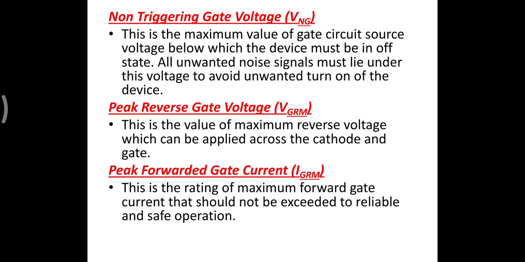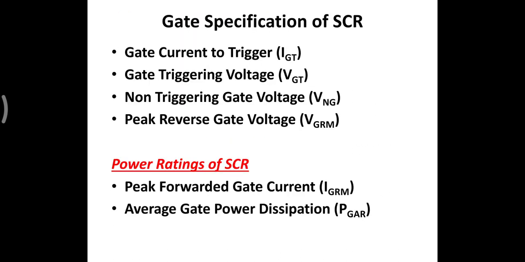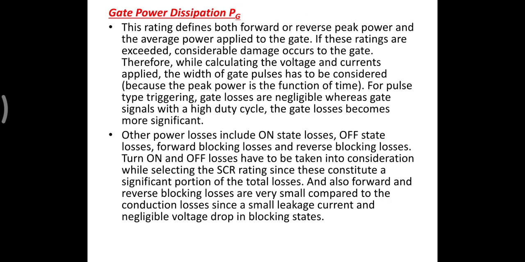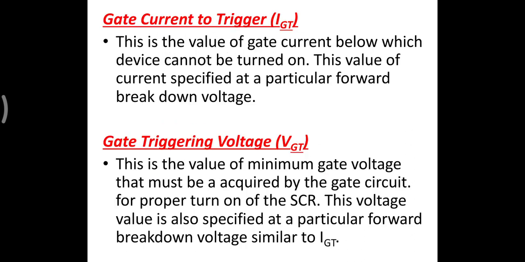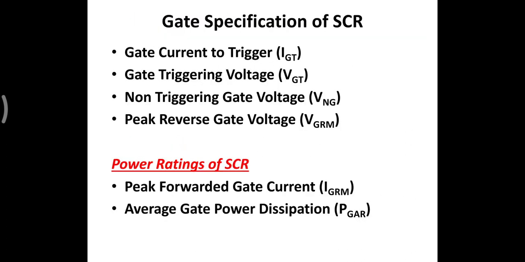Next, peak forward gate current. This is the rated maximum forward gate current that should not be exceeded for reliable, safe operation. So this name indicates that when the SCR is in forward condition, the maximum current that flows through the gate is called peak forward gate current. This is about the gate specifications.